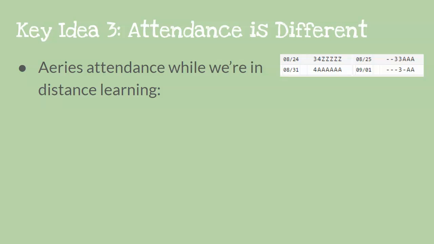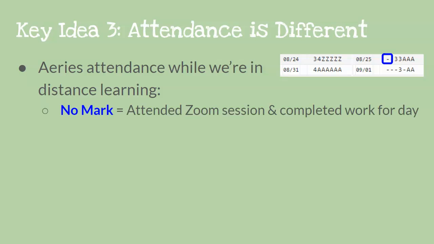So the first thing to know is that a normal no mark, which used to just mean, hey, the kid was in class, wonderful, no worries, now means yes, they came to our Zoom session, but it also means they completed their work for that day.